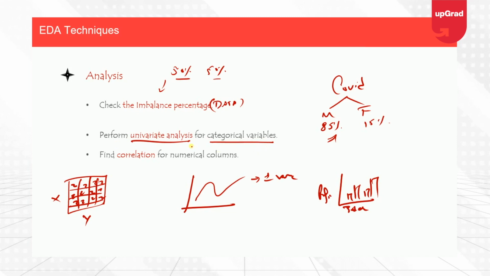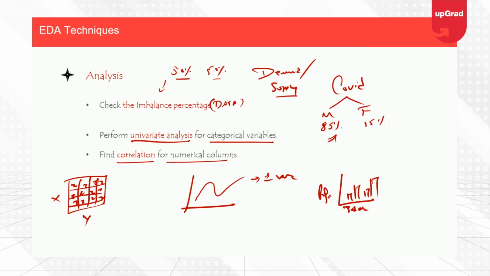Once you have analyzed categorical variables, you're supposed to find the correlation between the numerical columns, like demand and supply. Let's take an example of demand and supply here. So you're supposed to figure out, is there any correlation between the demand and supply? Is the relation positive, negative, or neutral? That's something we are supposed to figure out.